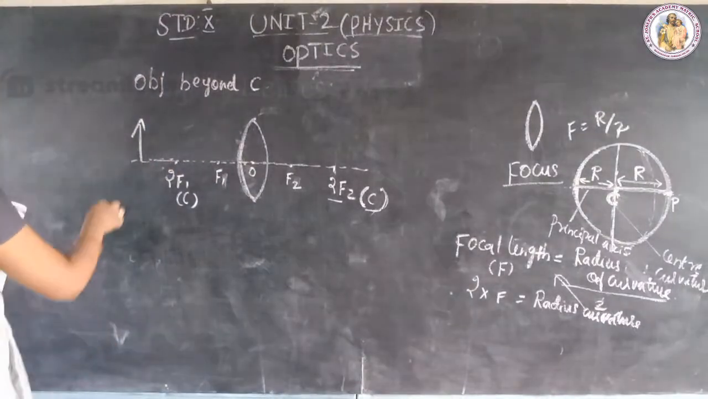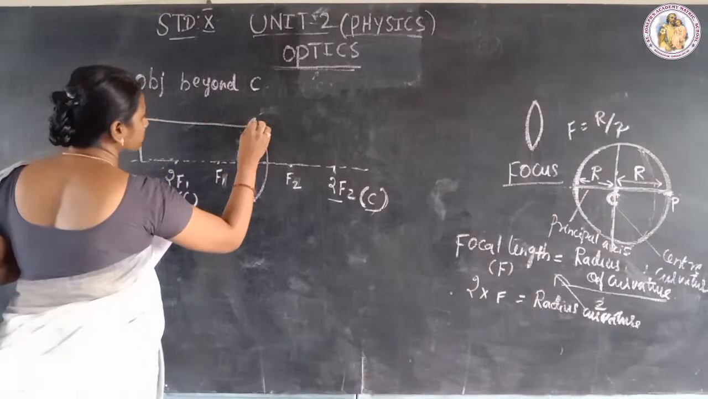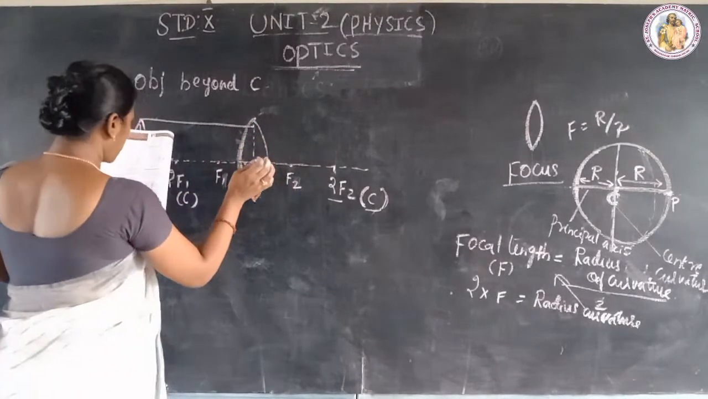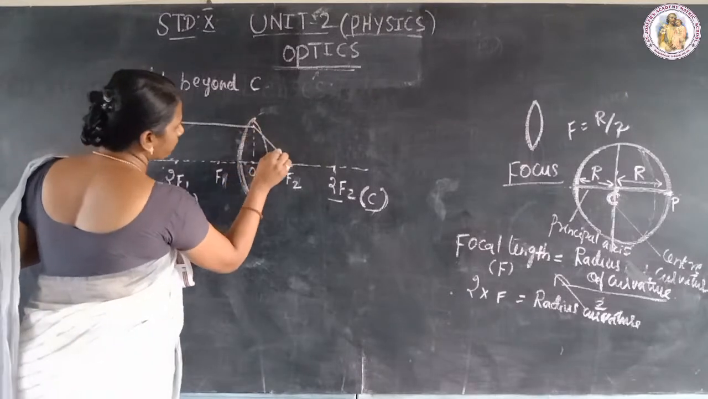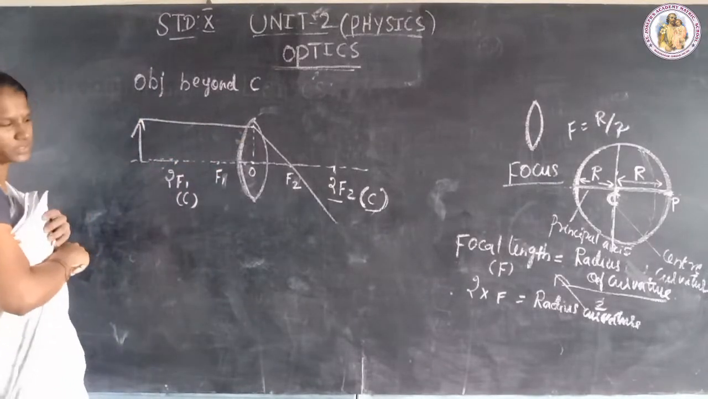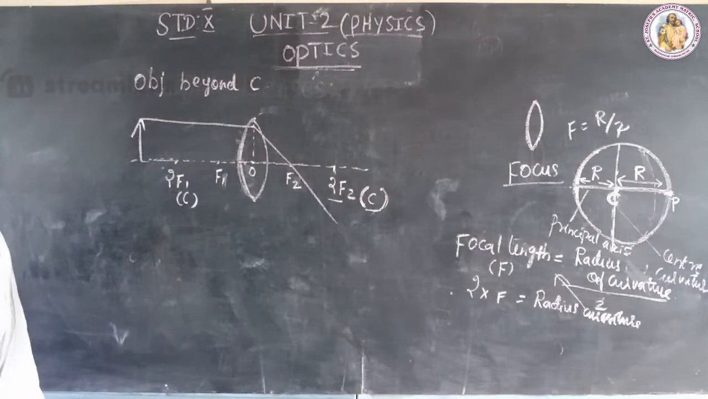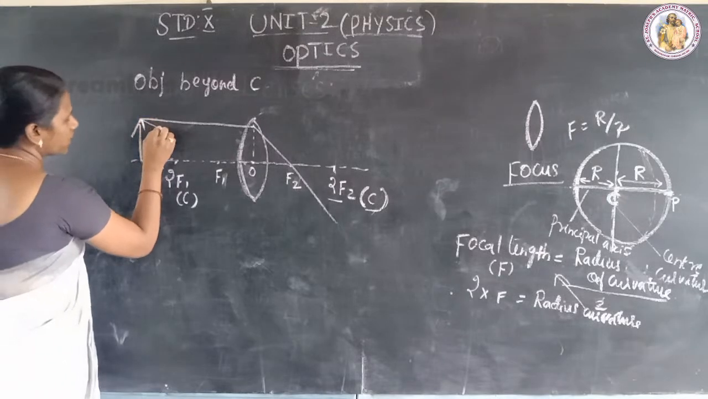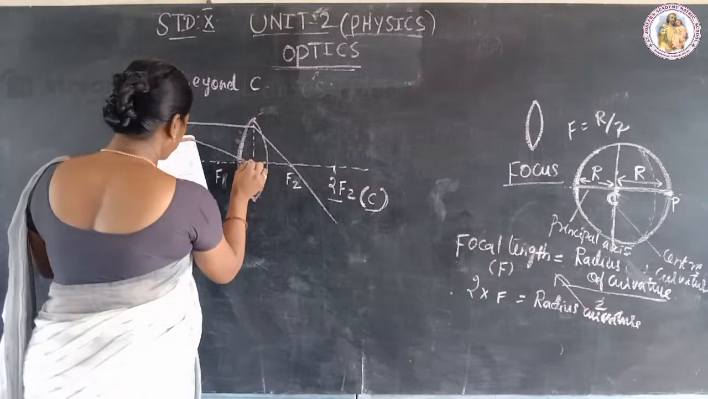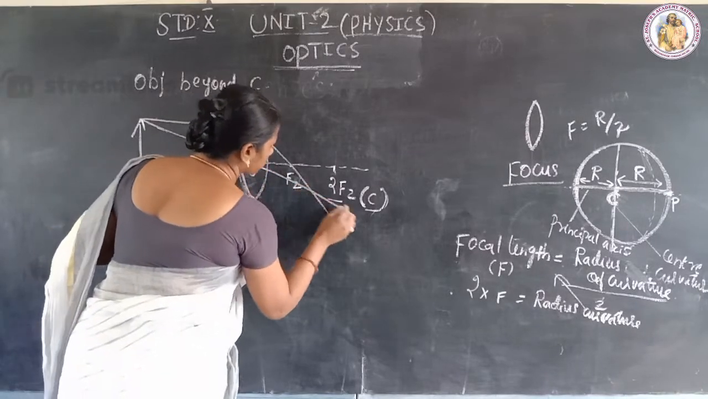See here, one ray from the head, after it gets refracted, passes through F2. There are two rays I am taking: one ray which is parallel to the principal axis, and another ray which is going to the optical center. What happens after they are refracted?